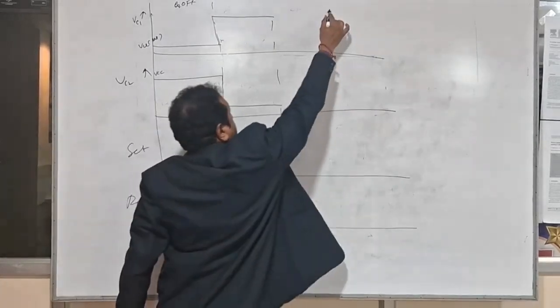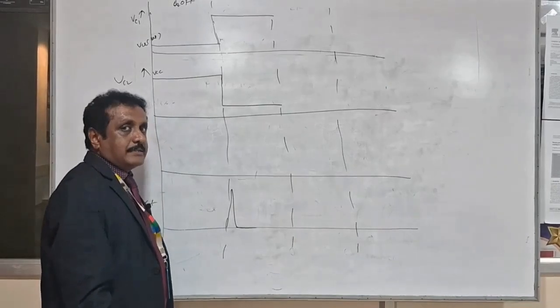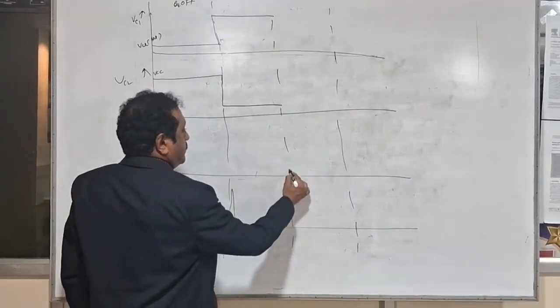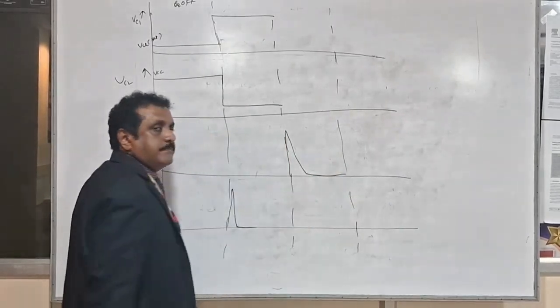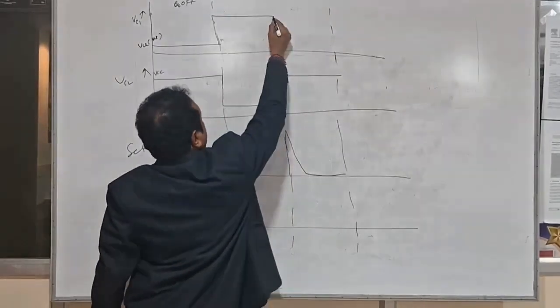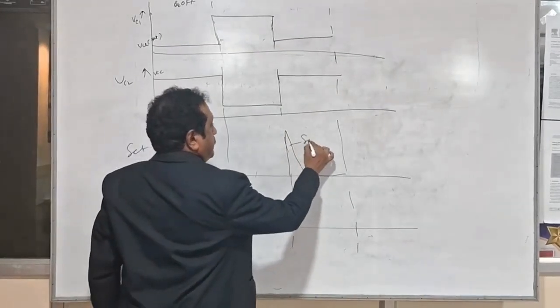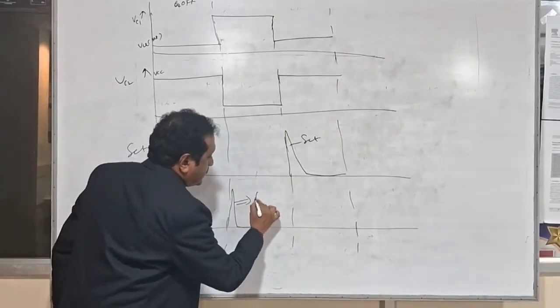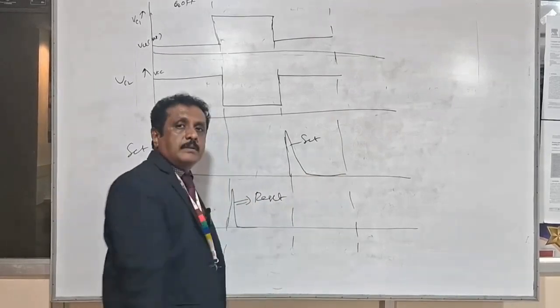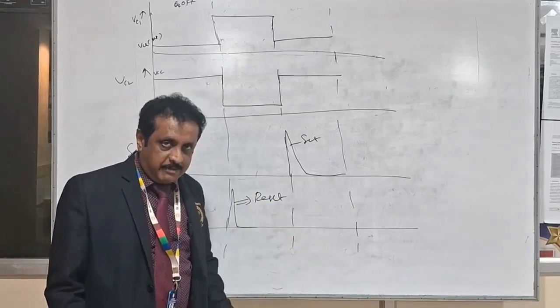Next phase of working, we are going to apply the trigger pulse at the set point, that is trigger 1. When it is set, again Q2 goes off and Q1 goes on. So this one is set and this one is reset. That is the entire waveform of the bistable multivibrator.